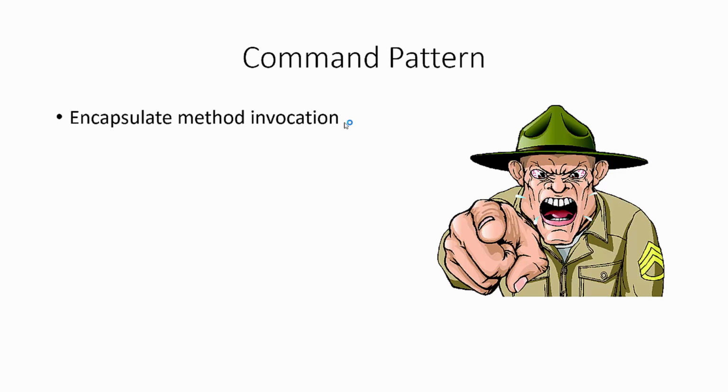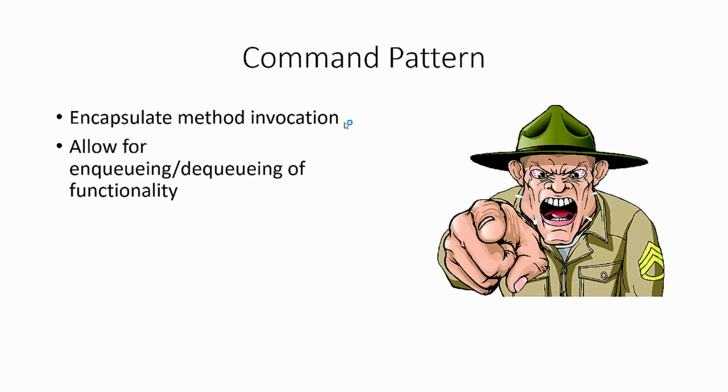And by encapsulate method invocation, I mean put method invocation in a class so that you can separate each type of method invocation into its own class, making it more testable, more decoupled, and just generally better code. This will allow you to do a few things, like for instance enqueue and dequeue functionality. You might have a thread or series of threads that create events, and then you can put those events in a queue and execute them in order.